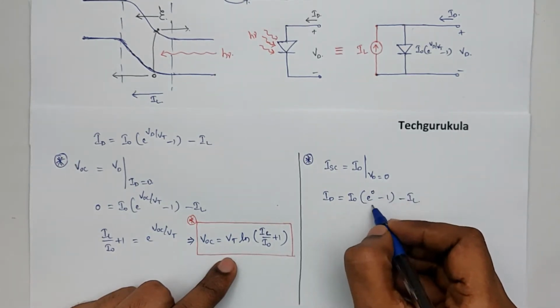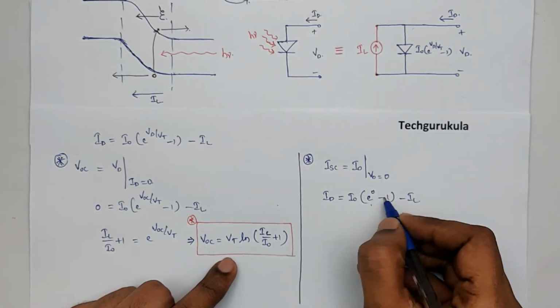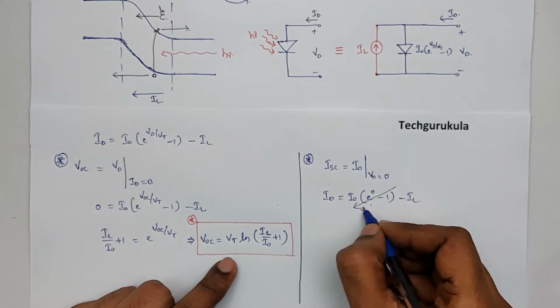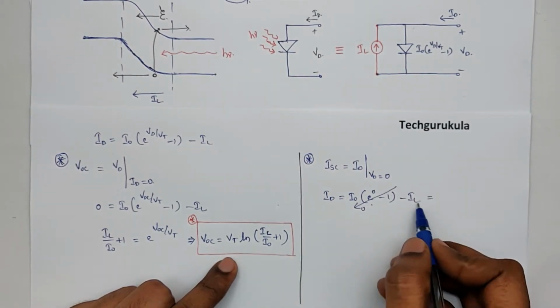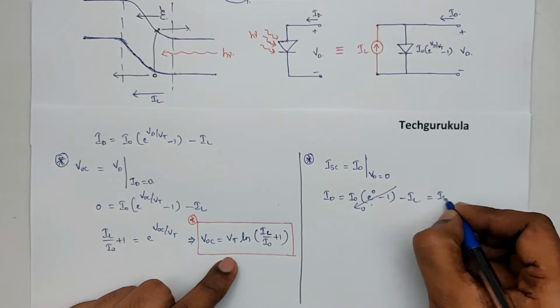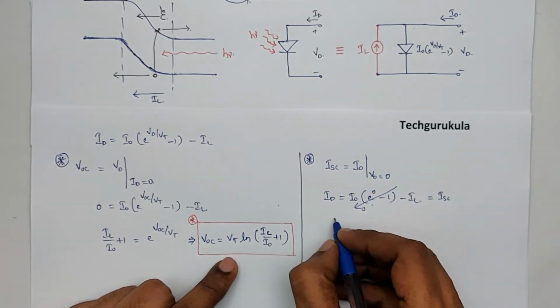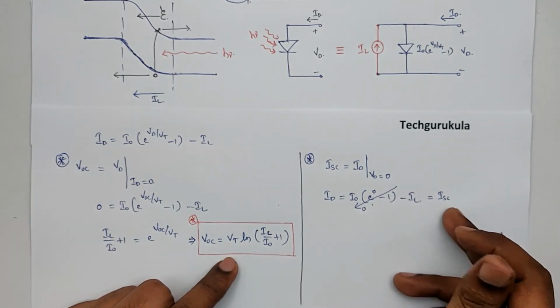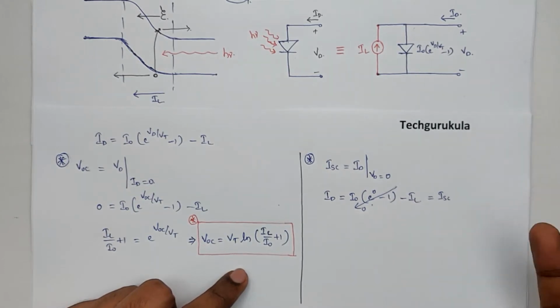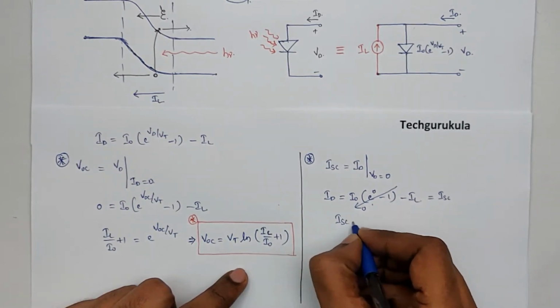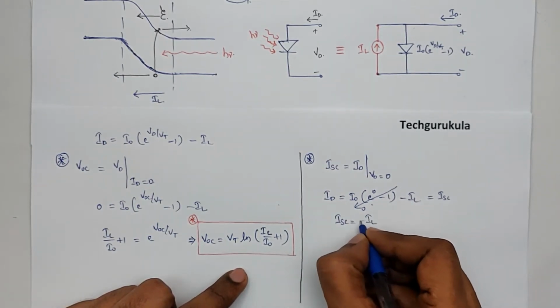So as 1 minus 1 is 0, this term goes away. So we have Id is equal to minus IL, which is ISC. So we can say that the short circuit current is nothing but the IL in magnitude. So let me put this here, ISC is equal to minus IL.